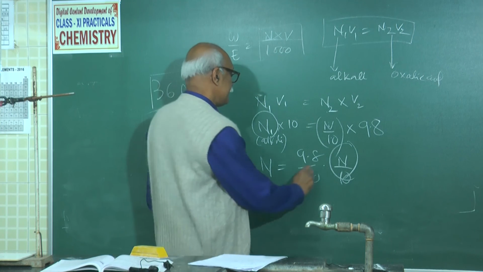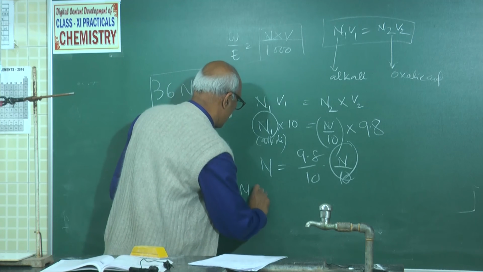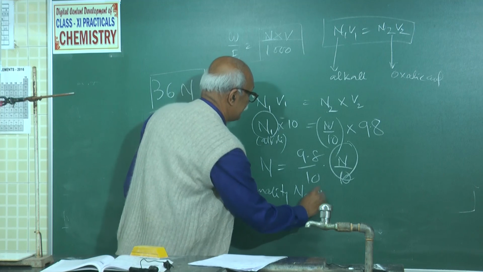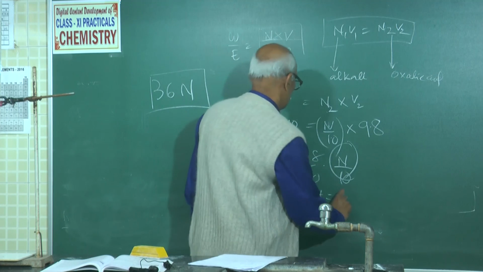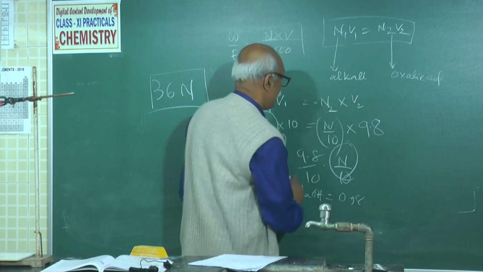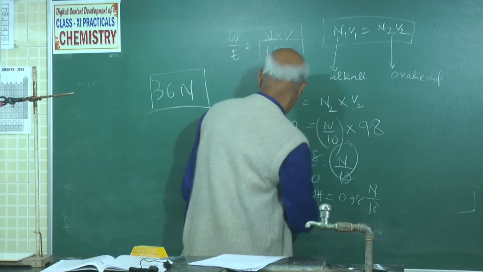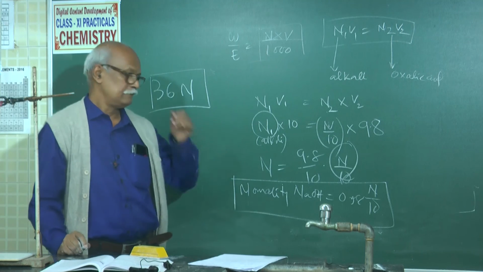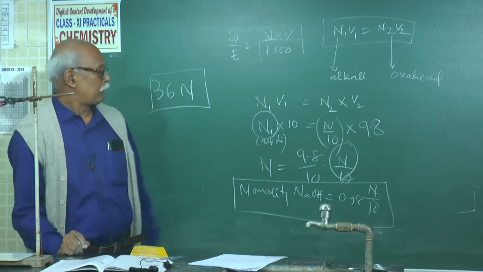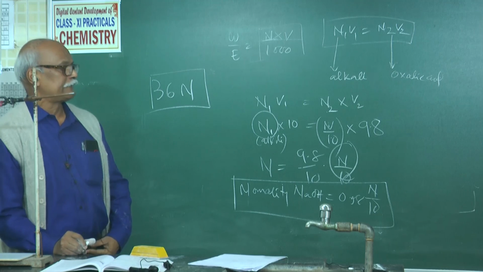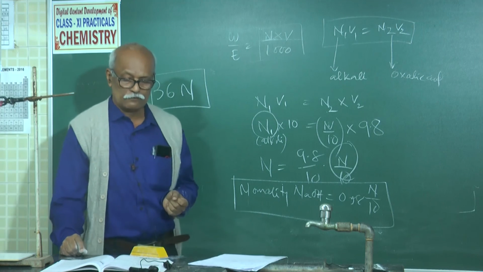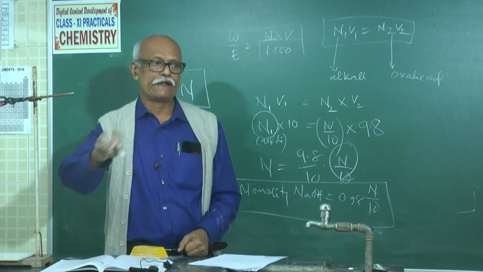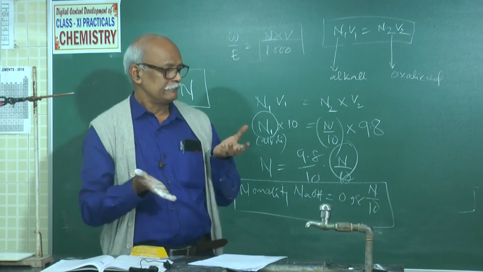Okay. So you see, the normality of sodium hydroxide is equal to 0.98 N by 10. So this is the normality calculated for sodium hydroxide. By this we can calculate the sodium hydroxide normality, instead of a rough calculation, like putting 2 pellets, it will be like this, or if you add 3 pellets, it will be like that. This is a rough calculation.